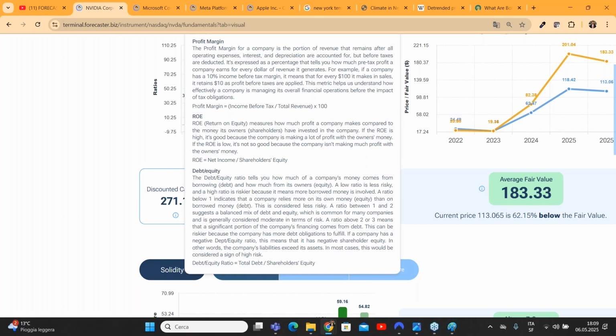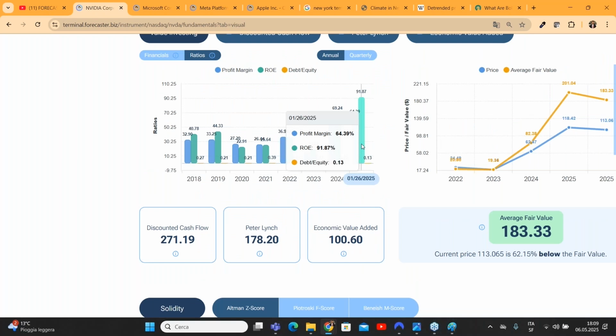And of course, the debt equity. This is the amount of debt compared to the equity, which is the money the shareholders put into the company. If it's below 1, it means the company has more equity than debt. That in general is good news.